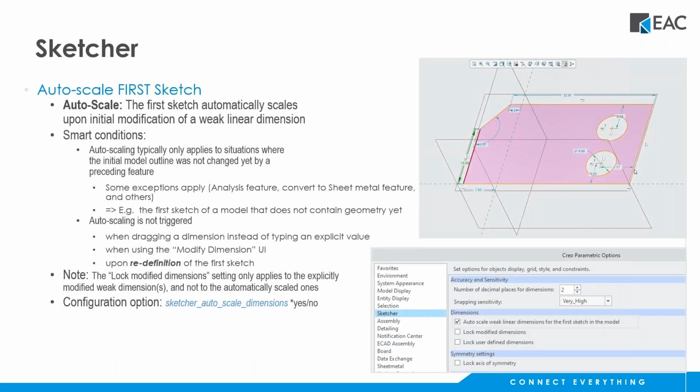Along with this, we also now have the option to auto-scale our first sketch. This is something that a lot of users have been frustrated with in the past. They go in and create a new sketch, and of course, it's about 10 times larger than what they want. Now we have the option to auto-scale this. So as soon as we change one dimension in that new sketch, all of the other dimensions will auto-scale to fit that dimension.